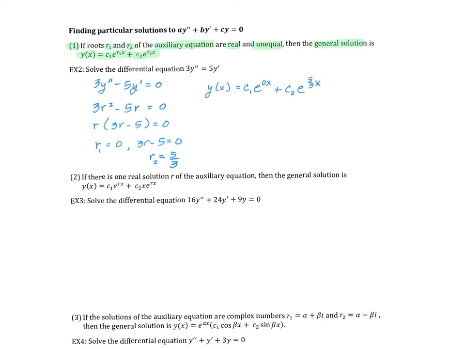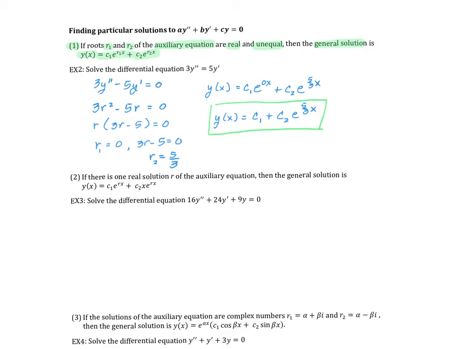And then I would simplify it. I would never leave this as e to the 0x. I would write it as y of x equal to e to the 0x, it's just e to the 0, which is 1. So this is c sub 1 plus c sub 2 e to the 5/3 x. That is it.